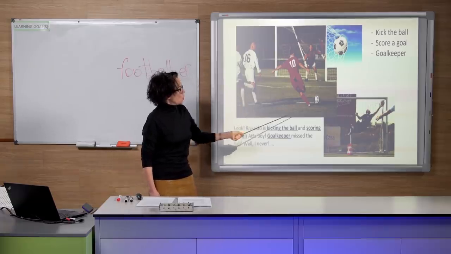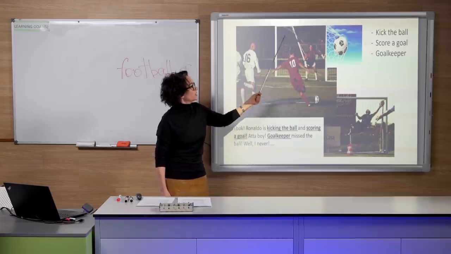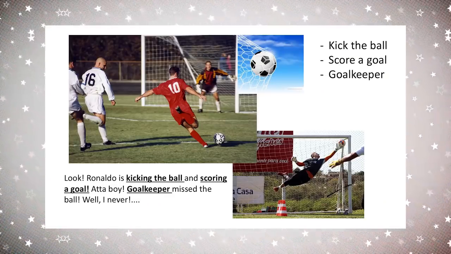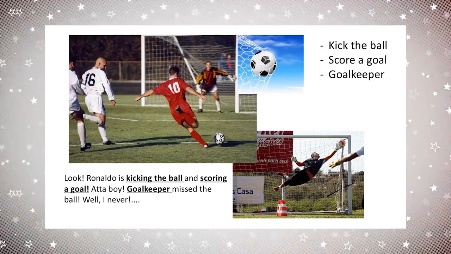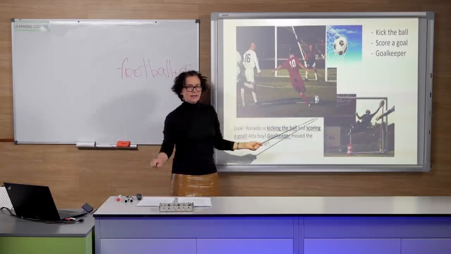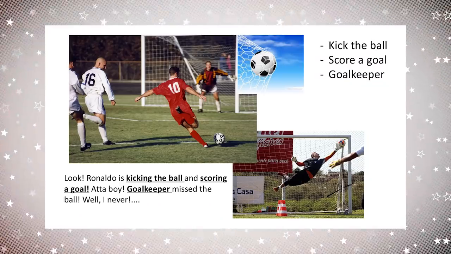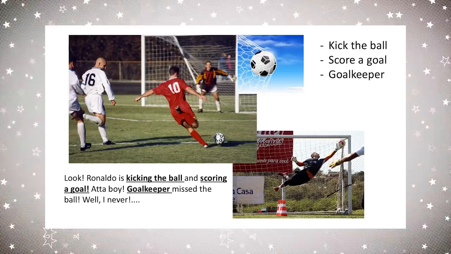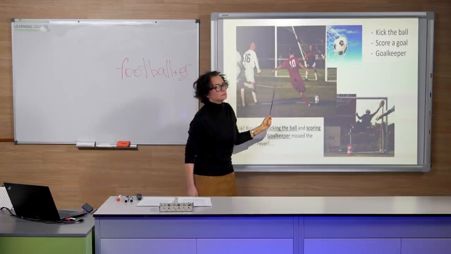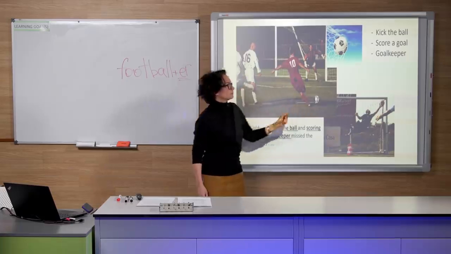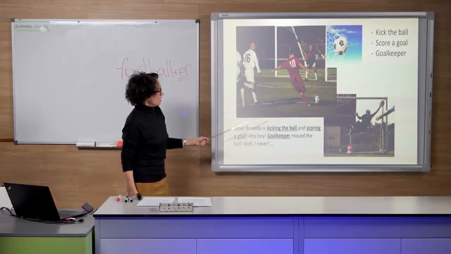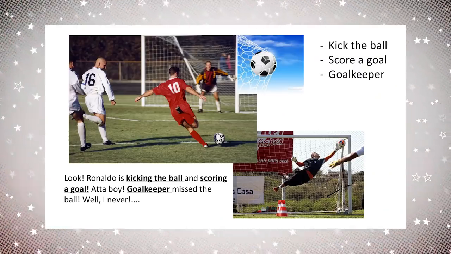When the ball goes into a net, a goal net, you score a goal. Goal! Score a goal. A player who stands in a goal net is goalkeeper. Goalkeeper. Repeat once again. Kick the ball. Score a goal. Goalkeeper. And now, look, Ronaldo is kicking the ball and scoring a goal.